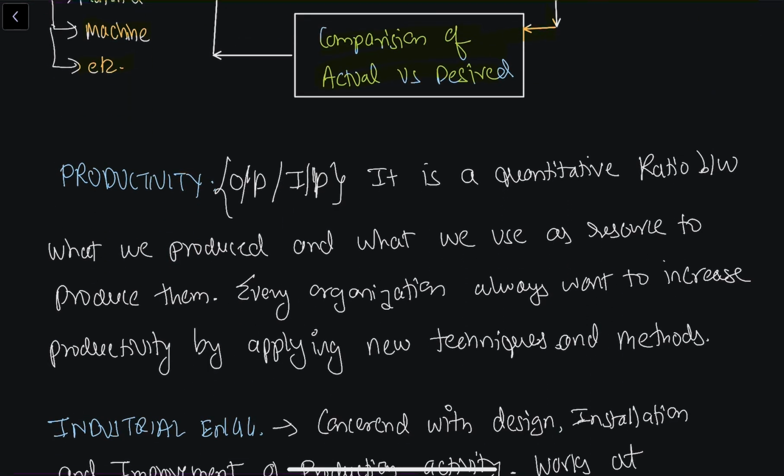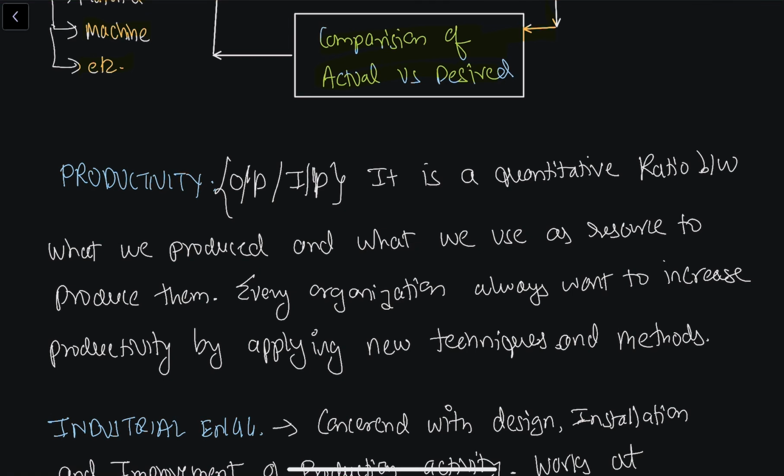If I talk about productivity, productivity is basically a quantitative term. For example, efficiency is also a quantitative term. It will tell you how efficient our system is, right? Similarly, productivity is a quantitative term. It will tell you what we produce and what resources we use to produce them.